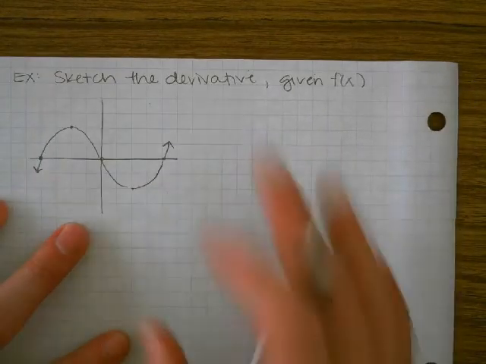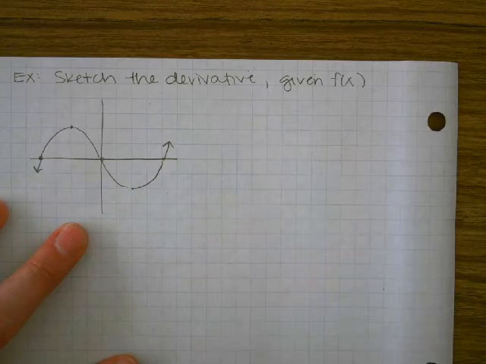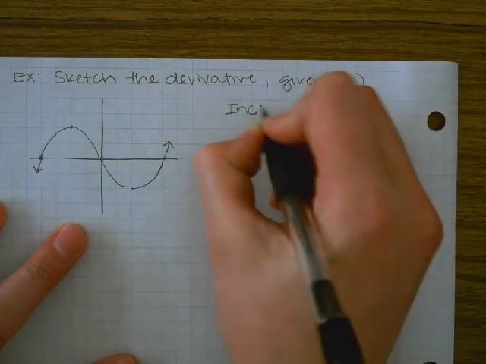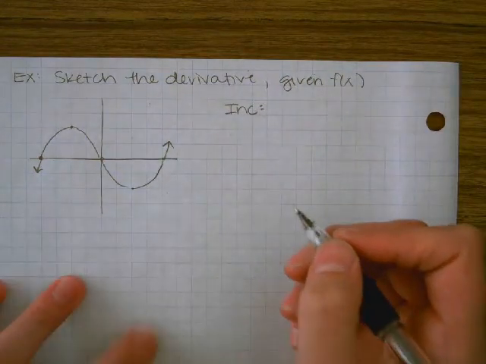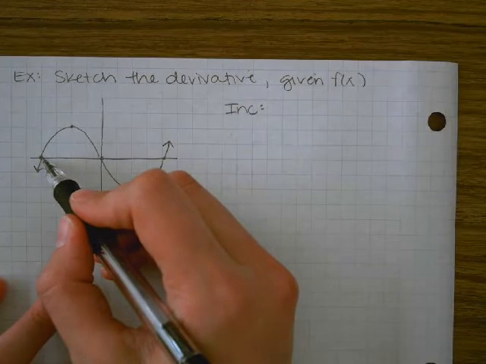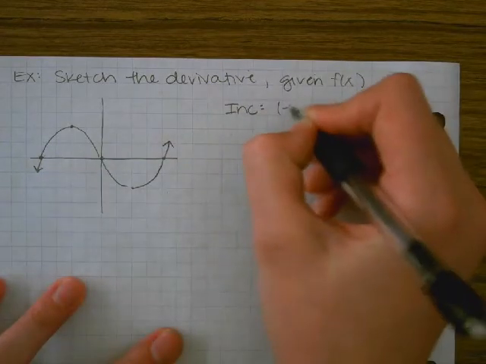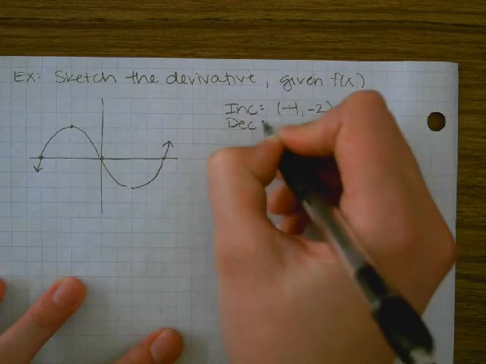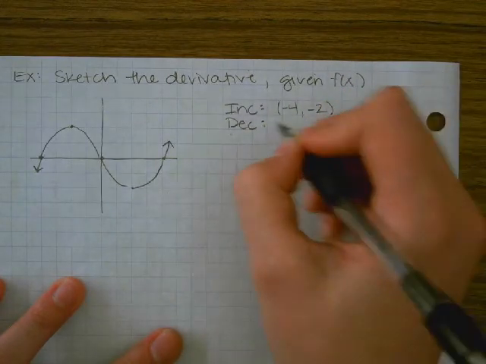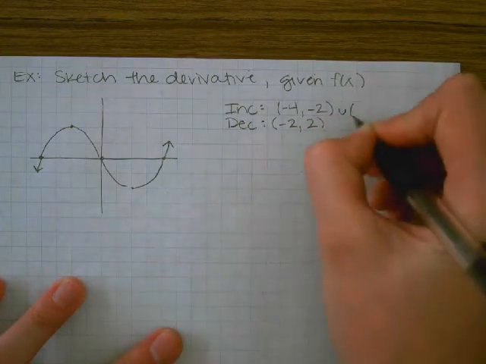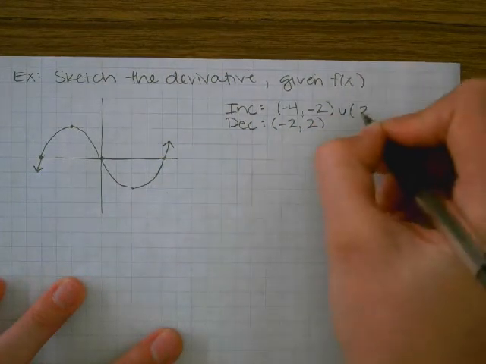So I'm just going to go through and find all of that information we usually look for, and then we can use it to sketch the derivative. So this graph is increasing from -4 to -2, and then it is decreasing from -2 to +2, and then it starts increasing again from 2 to infinity.